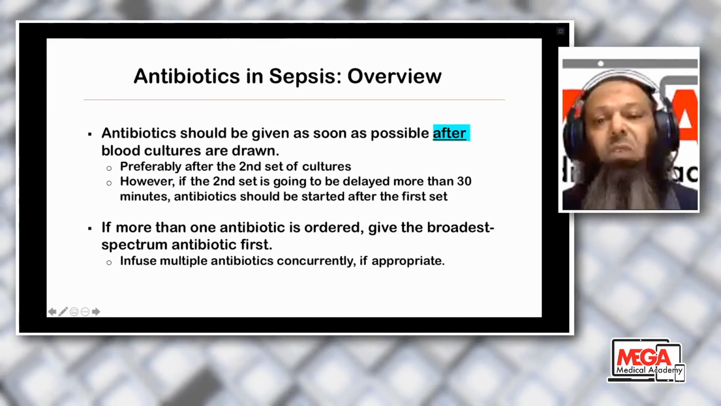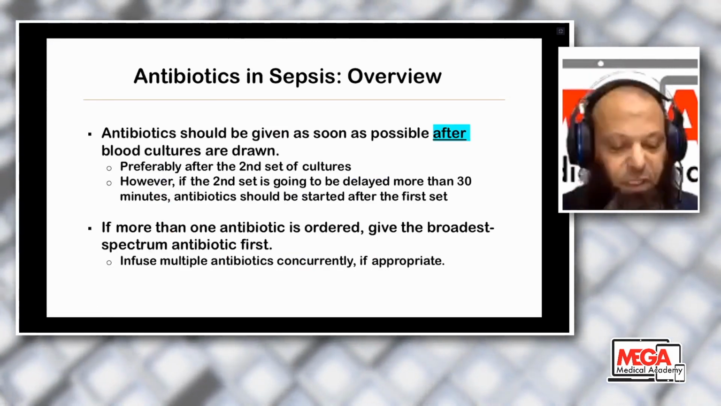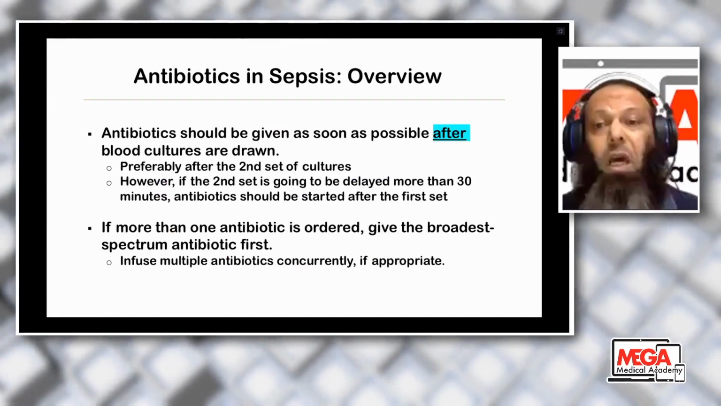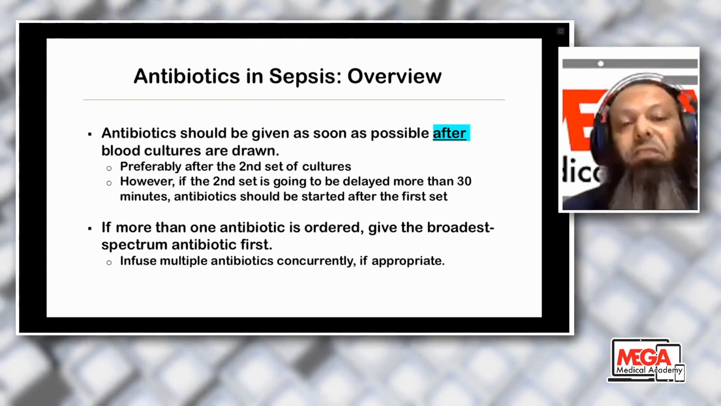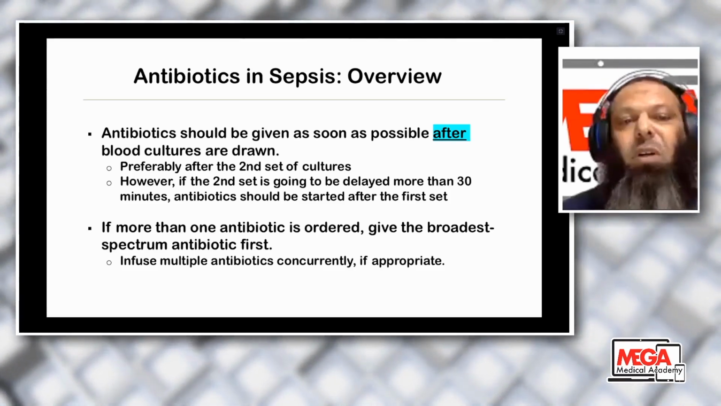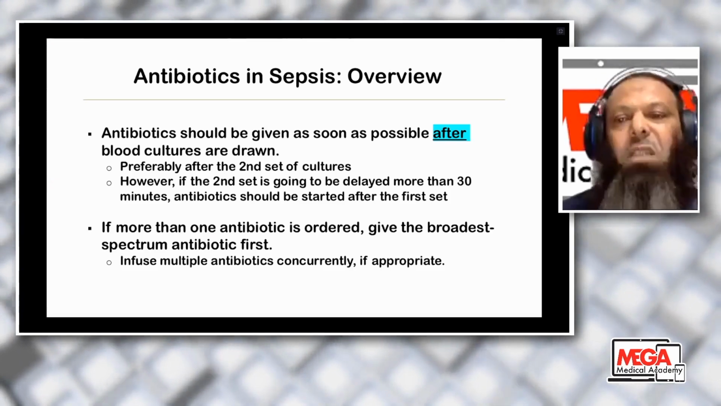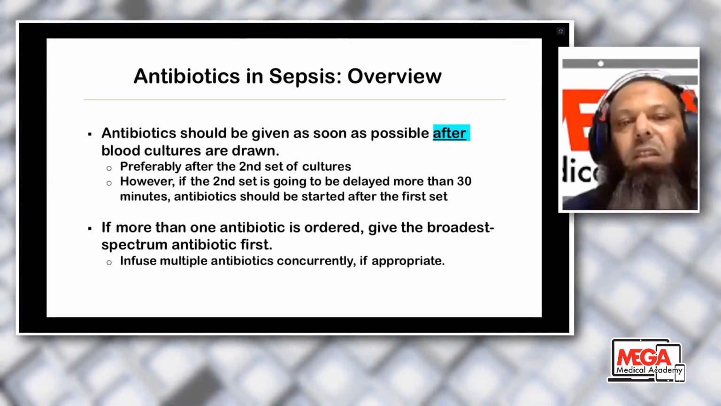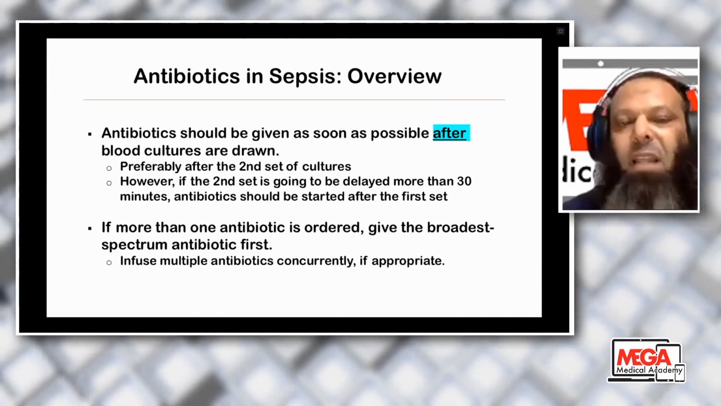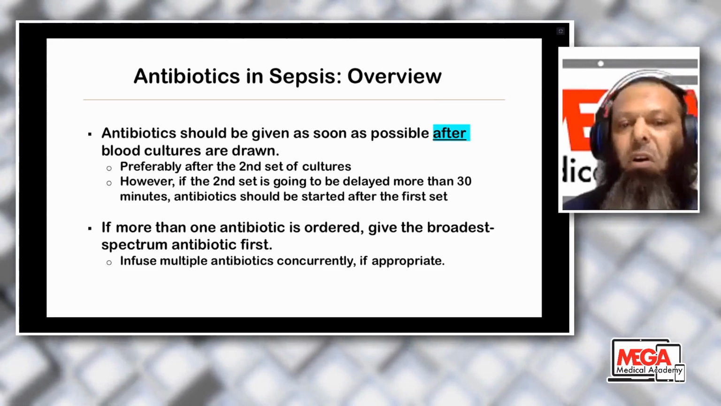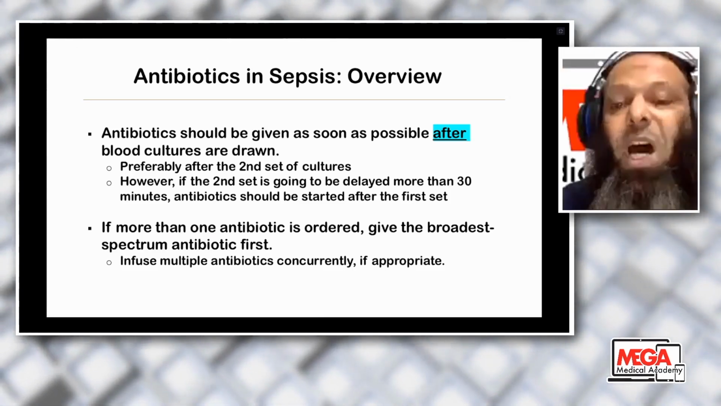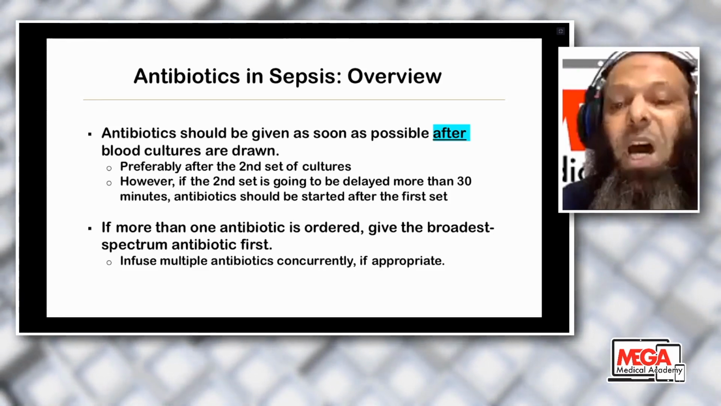Antibiotics should be given as soon as possible, but when? After blood cultures are drawn, preferably after the second set of cultures. This is usually what we recommend. So usually give the antibiotics after blood culture. So do not delay the blood cultures. Preferably, you give the antibiotics after the second set of cultures. However, if the second set is going to be delayed more than 30 minutes, antibiotics should be started after the first. This is an exception.